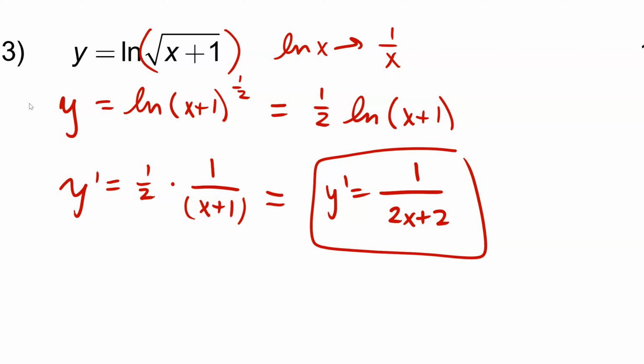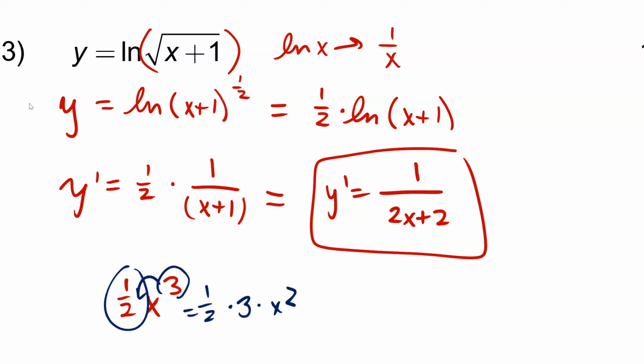You don't know what 1/2 is being multiplied. Think about if this was 1/2 x to the third. If this was 1/2 x to the third, you'd bring the 3 down. You would take 1/2 times 3 times x squared. So you're multiplying the derivative by the constant out front. Since this is a constant out front, we're going to multiply by it.